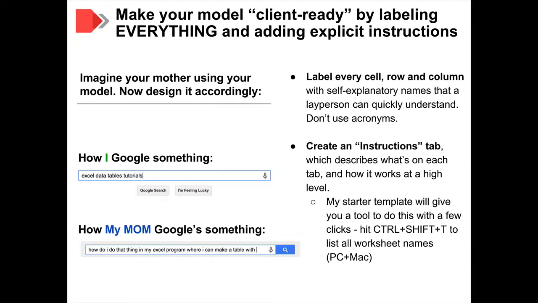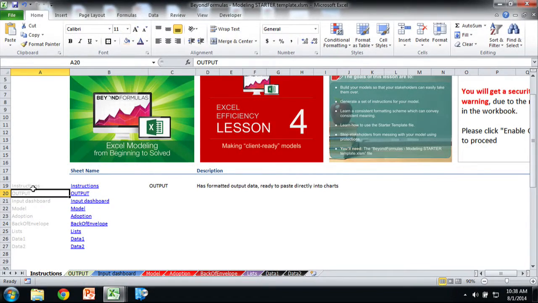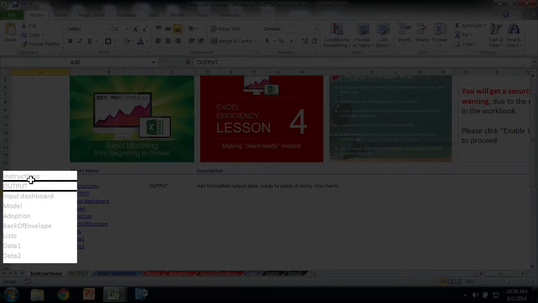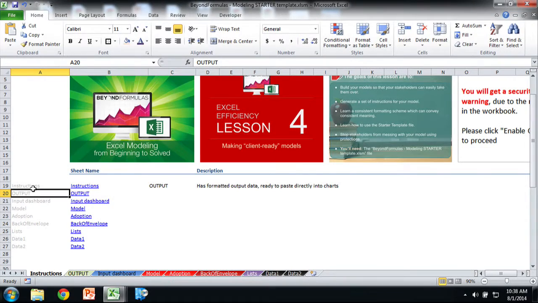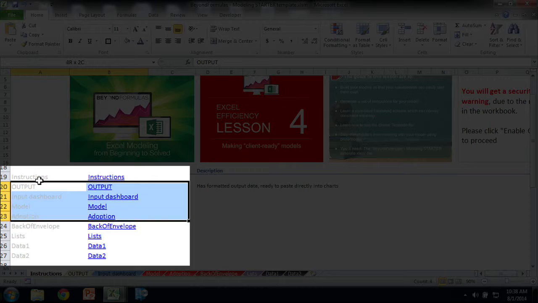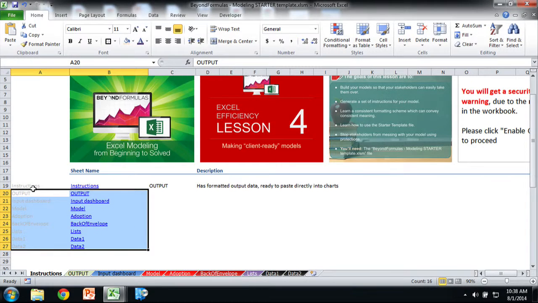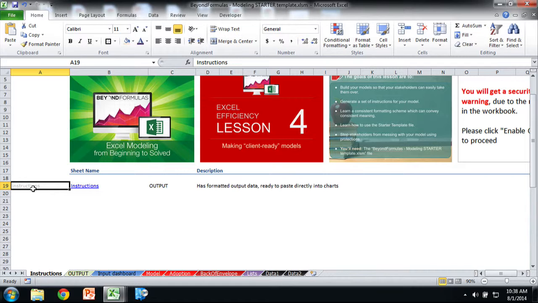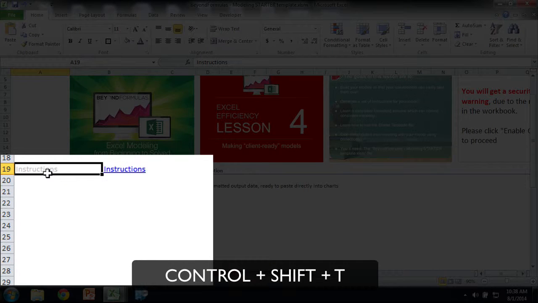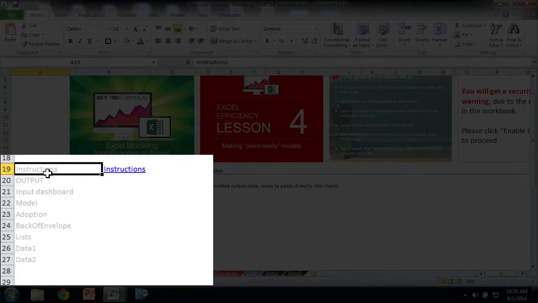I'll demonstrate that now. The Excel template file begins with all of the names of the worksheets already laid out. This is actually accomplished via a special macro. So I want you to go ahead and select all but the first line of the table of contents and delete that. Then move your cursor to cell A19 and hit Ctrl, Shift, and T. You'll see that the macro has populated all of the rows below with the names of the various data worksheets.